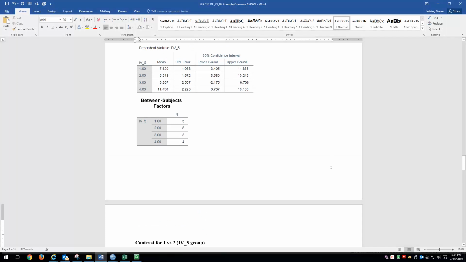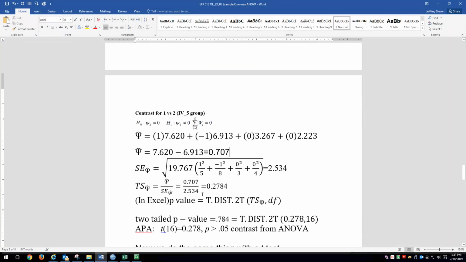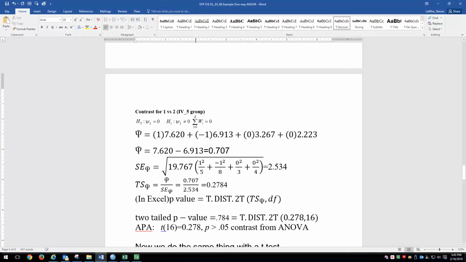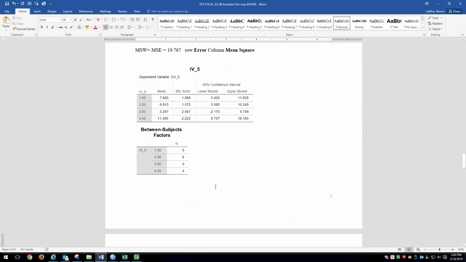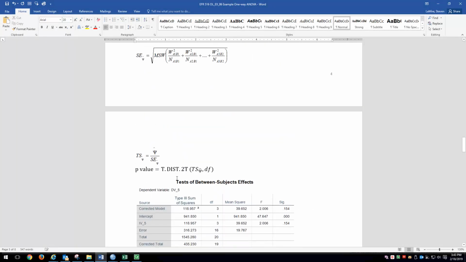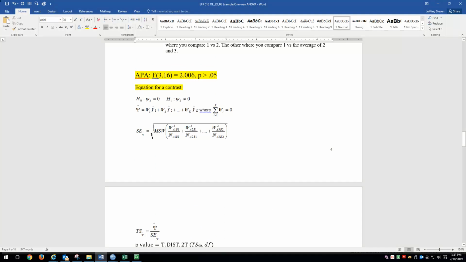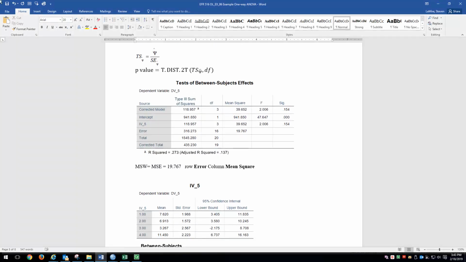So the standard error is equal to the mean squared error, right, times the weight squared divided by the sample size for that group. Well, where do we get the mean squared error? We get it from our ANOVA table. So mean squared and error, where do they intersect? That's our mean squared error. That's the variance of the errors, or it's a pooled standard deviation once we take the square root.